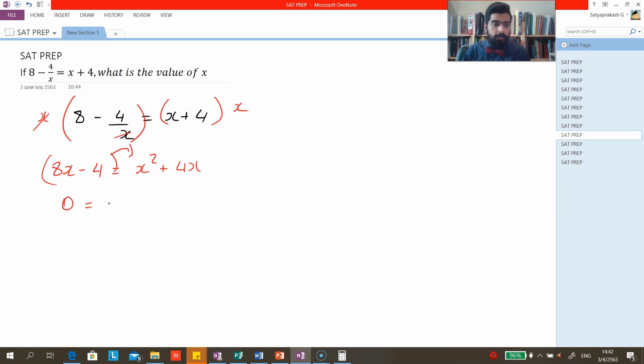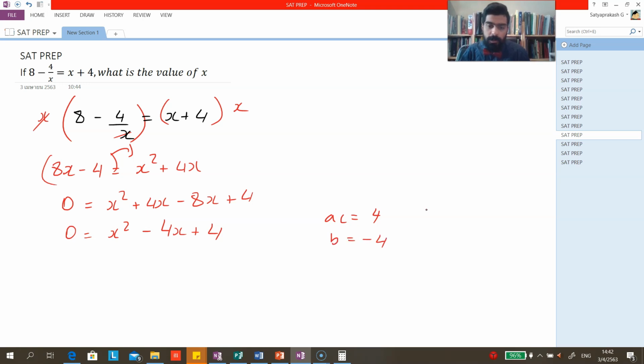So 0 is equal to x squared plus 4x minus 8x plus 4, and 0 is equal to x squared plus 4x minus 8x will give us negative 4x plus 4. Again here, what we're going to do, we're going to find two numbers that multiply give us 4, and those two numbers add up and give us negative 4. And the two numbers here would be negative 2 and negative 2, right guys? So negative 2 times negative 2 would give us 4, and if we find the sum of it, minus 2 minus 2 would give us minus 4.